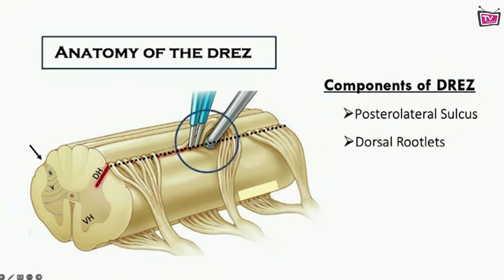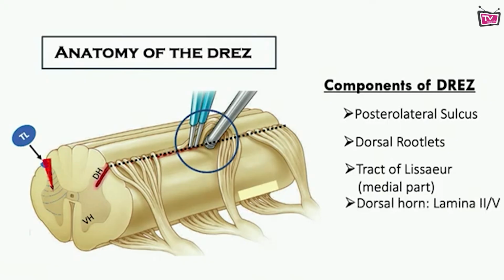It includes the dorsal rootlets and something known as the tract of Lissauer, a white fiber bundle where all these fibers enter into the dorsal horn. And the dorsal horn laminae, the Rexed laminae, we have studied in our MBBS days, there are 10 laminae. The pain producing laminae are Rexed laminae 2 and 5. Including all these components, this is the part where we perform the lesion for the pain.